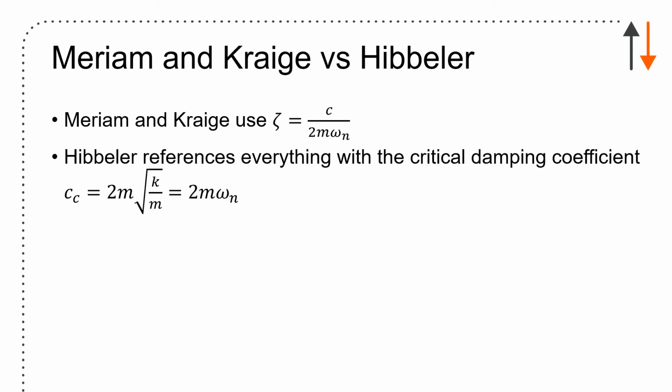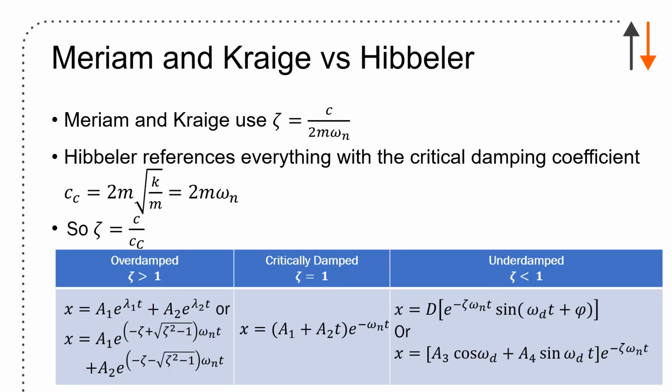On the other hand, Hibbeler references everything with respect to the critical damping coefficient, C sub C, which is 2m square root of k over m, which is, of course, 2m natural circular frequency. Going forward, you have zeta equal to C over the critical damping coefficient, which immediately tells you it's a ratio with critical damping. The three conditions we just talked about become overdamped when zeta is greater than 1, critically damped when zeta is equal to 1, and underdamped when zeta is less than 1.